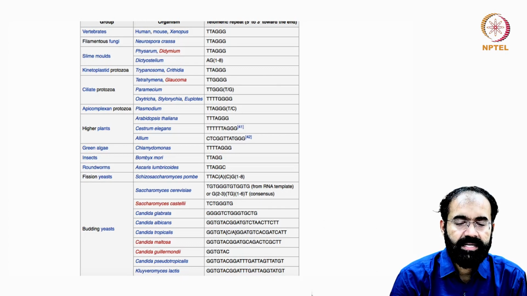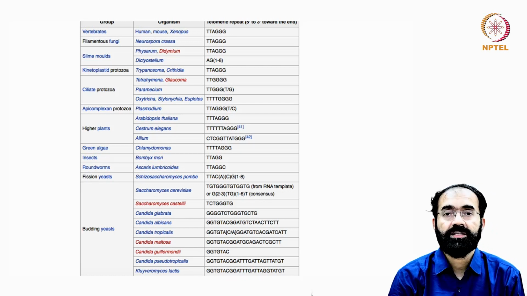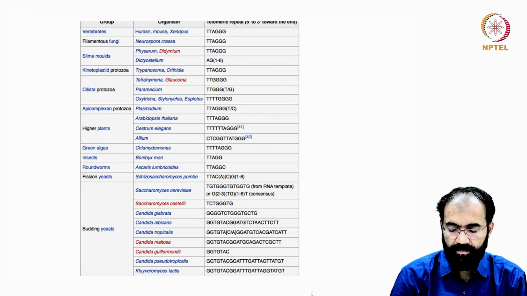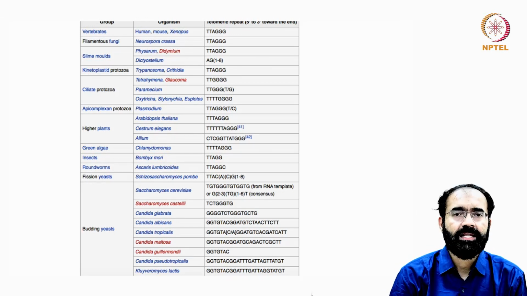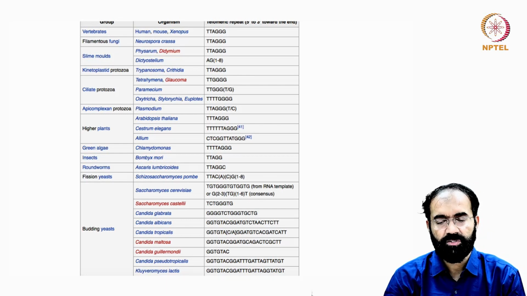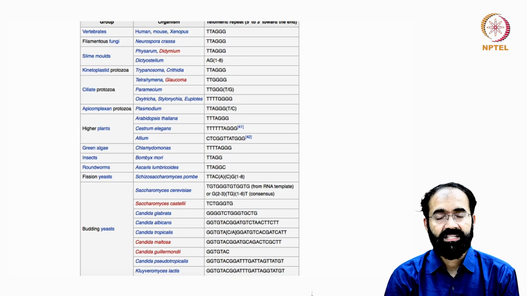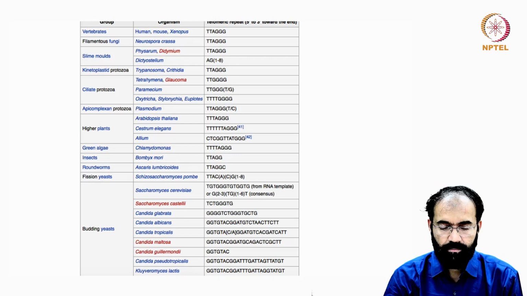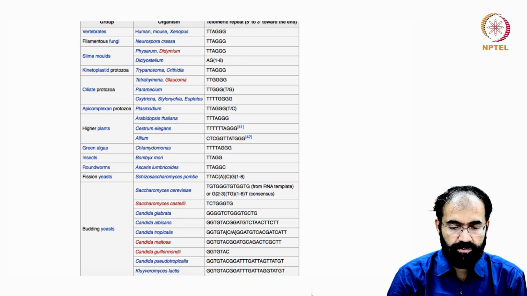instead of TTAGGG, it is triple T. T2AG3 becomes T3AG3. That is the difference between plants like Arabidopsis and human. So that shows how conserved this whole mechanism is. In many other fungi, there can be variations. That's not important, but we should know that significant conservation exists between eukaryotes.